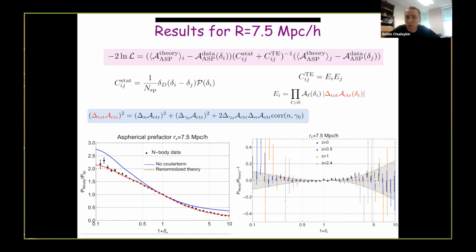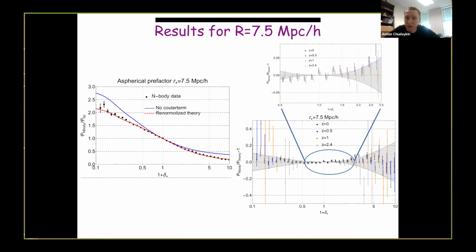Okay, we move even further. We apply our theory to the cell radius 7.5 megaparsec over h and found a mild discrepancy between data and theory. It can be more evident if one looks at the origin of the prefactor. And we see that this difference becomes larger for smaller redshifts. We attribute this effect to higher order effects, which are missed in our model, because they also become important gradually as the redshift decreases.